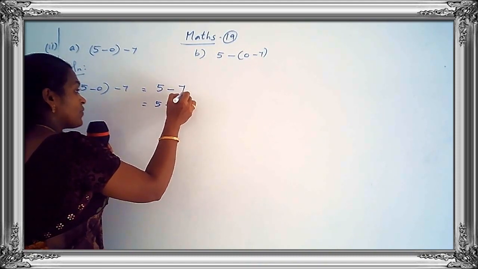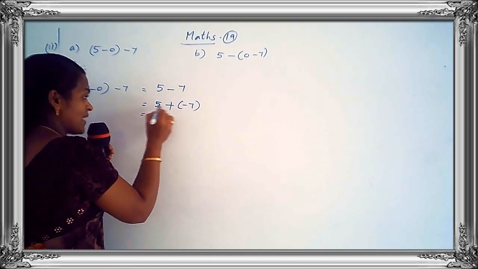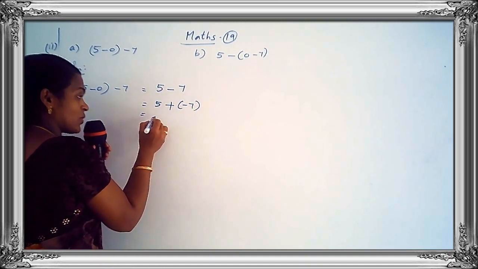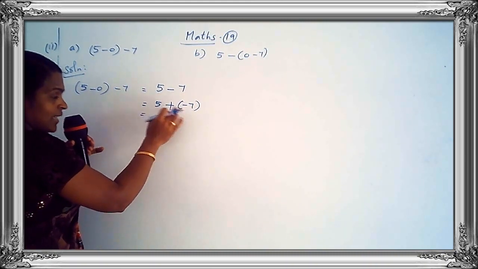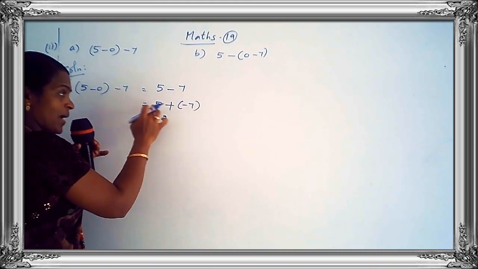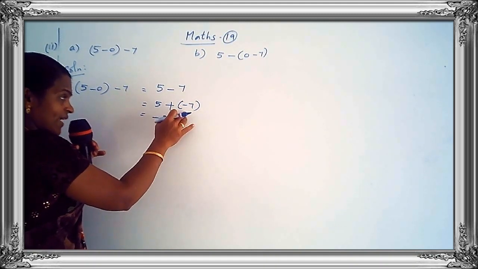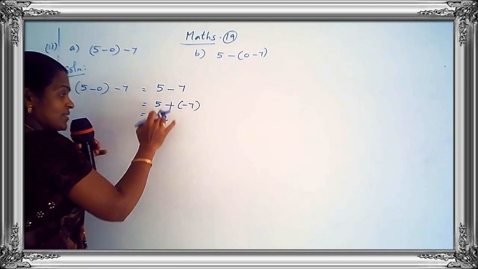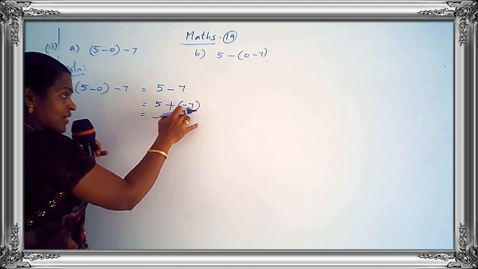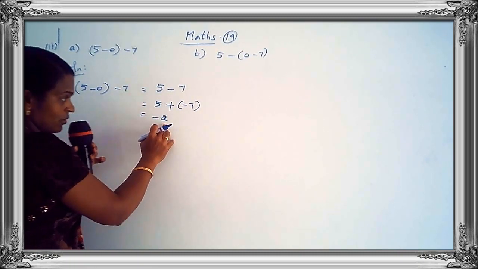So what is the additive inverse of 7? Minus 7, okay. So your answer is 5 plus minus 7 is equal to minus 2, okay children. You see here the integers are opposite sign, one is positive, one is negative, okay. So that's why we find the difference and put the greater value sign. So here 7 minus 5 is equal to 2, greater value 7, that sign is minus. So your answer is minus 2, okay, clear?